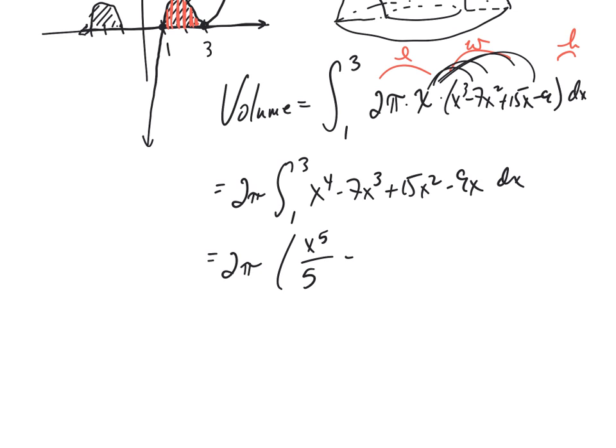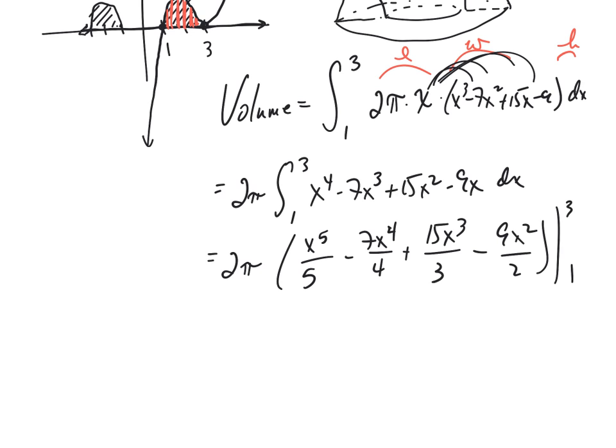Add 1, divide by the new. Add 1, divide by the new. Add 1, divide by the new. Add 1, divide by the new. Then we'll be evaluating from 3 down to 1. The only term that has some simplifying is the 15 and the 3 could cancel, leaving you with 5.